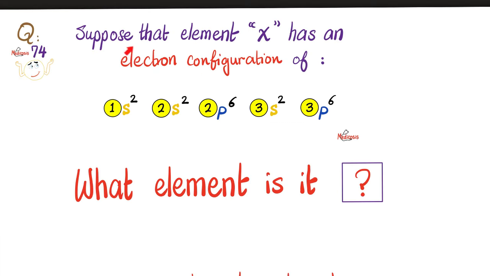Quiz time! Suppose that I'm talking about a mysterious element, let's call it element X. It has an electron configuration of 1s2, 2s2, 2p6, 3s2, 3p6. The question is, what element is it? You can use your periodic table as a guide. Let me know your answer in the comments.